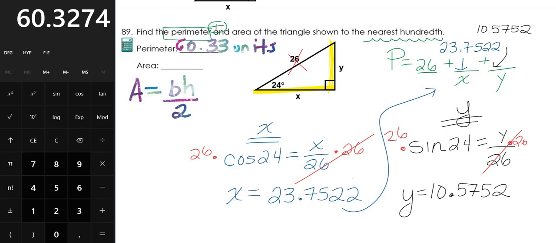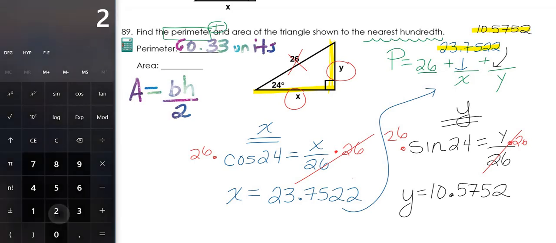So what I'm going to do is I'm going to multiply together what I got for x and what I got for y, and then I'm going to divide by 2. So in the calculator, I'm going to grab the 23.7522 and the 10.5752 and multiply those together. So 23.7522 times 10.5752 equals, divide that by 2 because you want half of it, and you go to 125.59, so on and so forth.